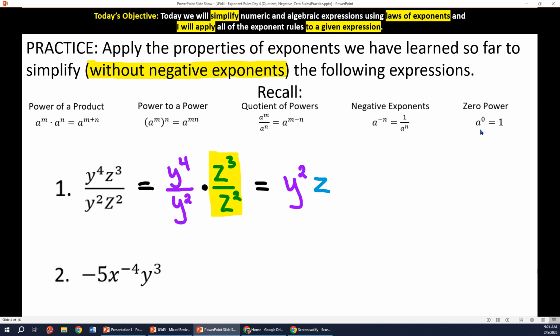It can be like a little secret ninja right there, where you don't see it at all. So the answer to number 1 is y squared z. Let's look at number 2.